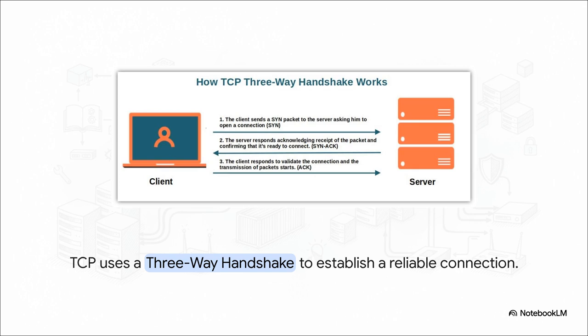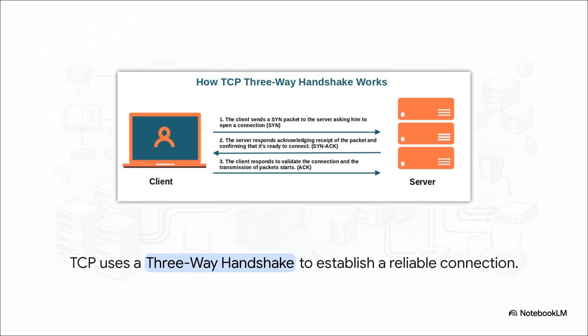First, your computer sends a SYN packet. It's basically saying, hey, can we talk? The server replies with a SYN-ACK, saying, yes, I hear you, I'm ready. Finally, your computer sends an ACK back, confirming, awesome, here comes the data. This guarantees a rock-solid, reliable connection.